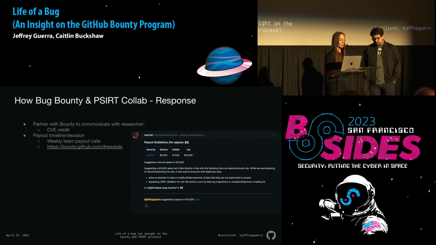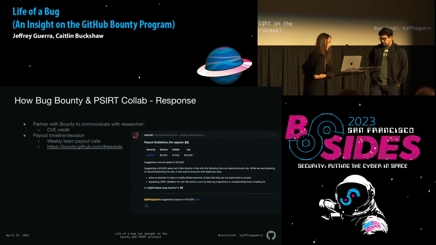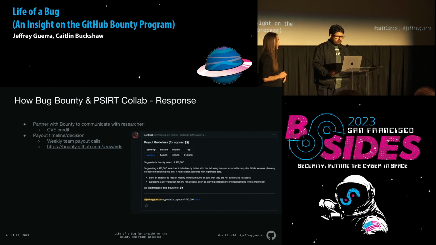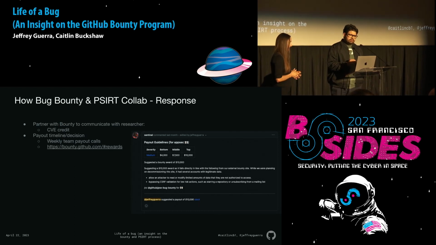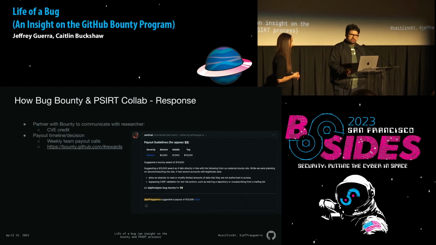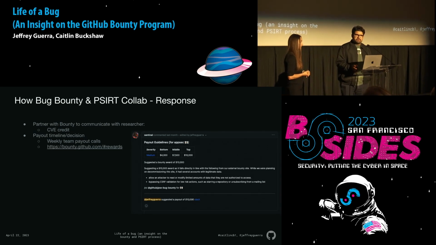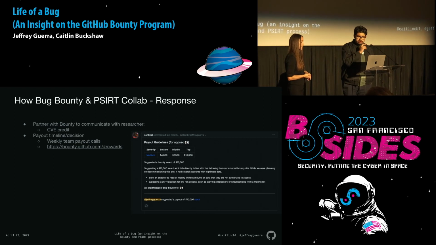At this stage, Bug Bounty is going to work with the researcher. All right. So at this point, we're backporting stuff, right? And we're getting ready to wrap stuff up from the PSIRT side. So Bounty is also starting to wrap things up by asking the researcher, hey, this qualifies for credit, CVE credit, which is awesome, right?